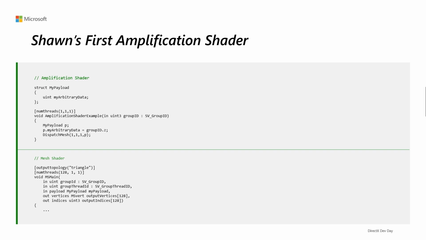So this code shows a very simple amplification shader, just to give you an idea of what they look like. Like my previous Mesh Shader example, it comes with a big caveat. Do not copy this directly. It's only using one thread, which is terrible, terrible. Never ship code like this, but it's good for learning.